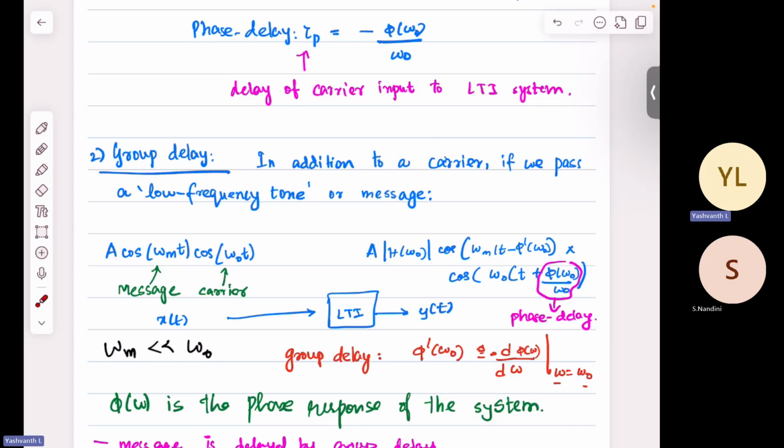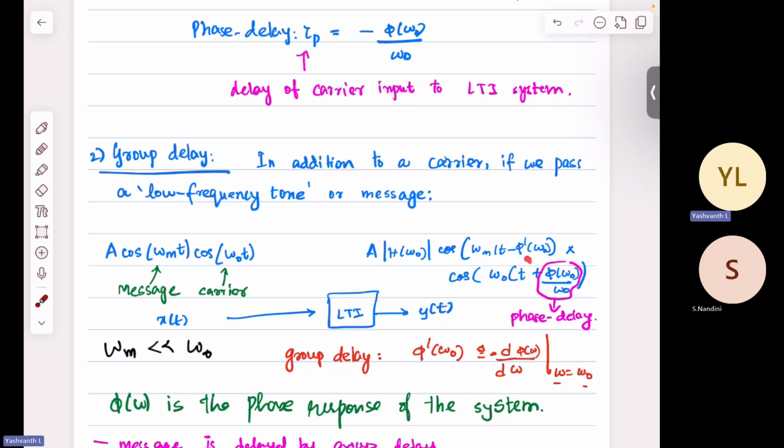Suppose that instead of just transmitting cos omega naught t, you also multiply that with a low frequency signal cos omega m t, such that omega m is much smaller than omega naught. Then cos omega m t is what is called the message signal, and cos omega naught t is what is called the carrier signal. If you pass this signal to an LTI system, the output can be written as the product of the two cosinusoids, except that each cosinusoid will have its own phase offset. Whatever phase offset you get corresponding to the carrier signal is the phase delay. That is what we saw just above.